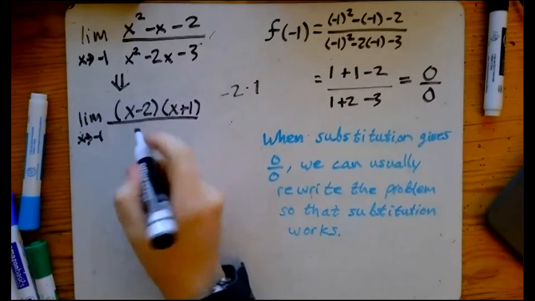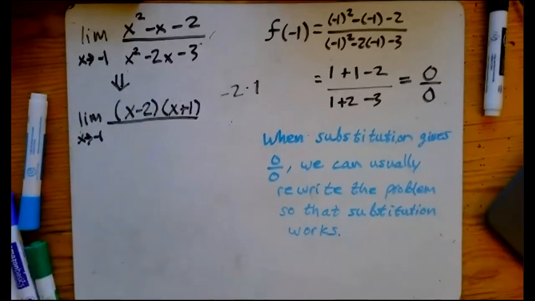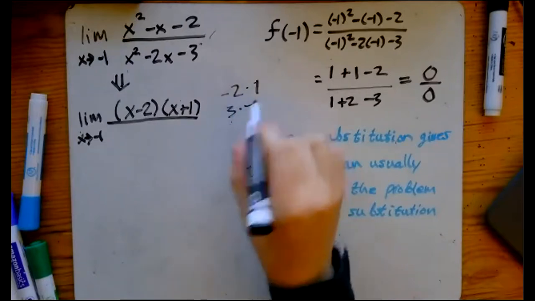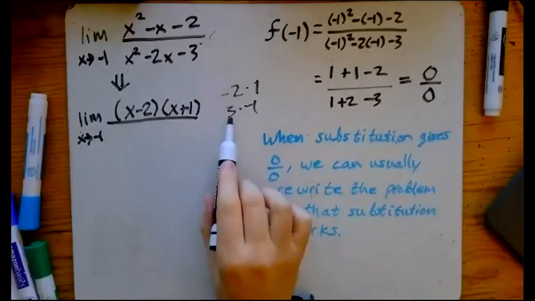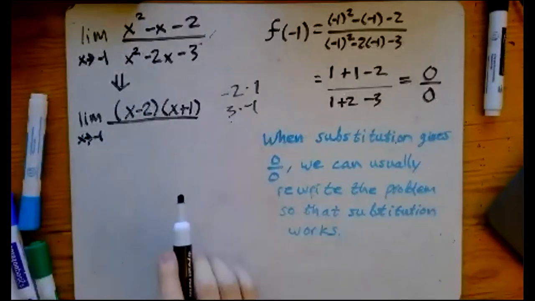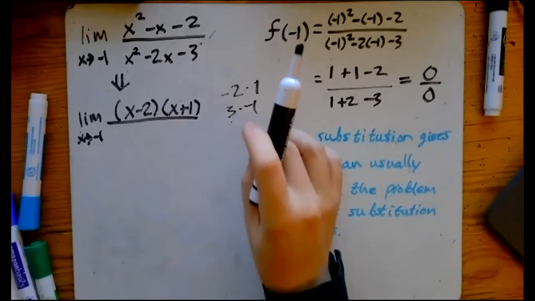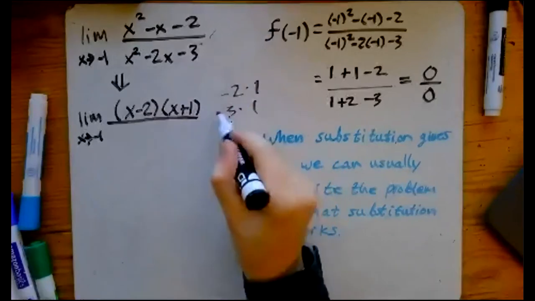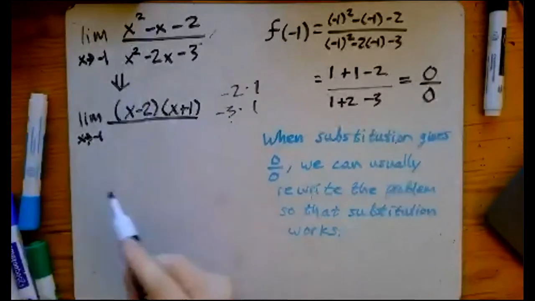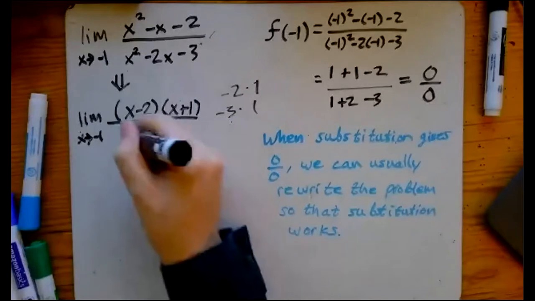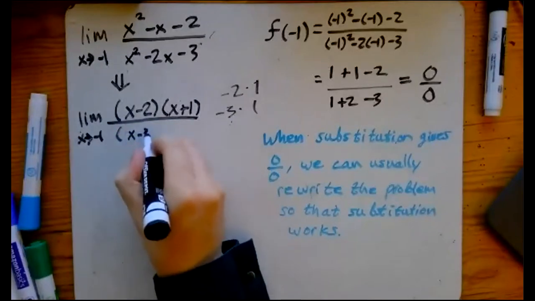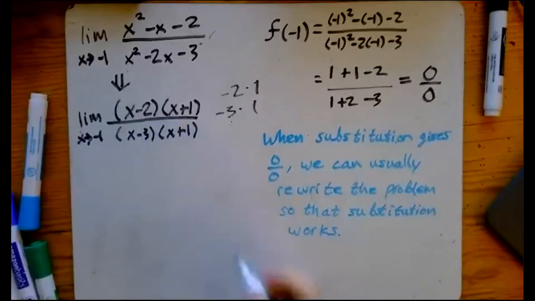And what can I factor the bottom into? Three and negative one. Let's see. Three times negative one gives us negative 3. And does 3 plus negative 1 give us negative 2? Oh, shoot. Switch it around. Switch the negative, yeah. Negative 3 plus 1 gives us negative 2. And negative 3 times 1 is negative 3. So, there we go. x minus 3, x plus 1. Does anything interesting happen here?